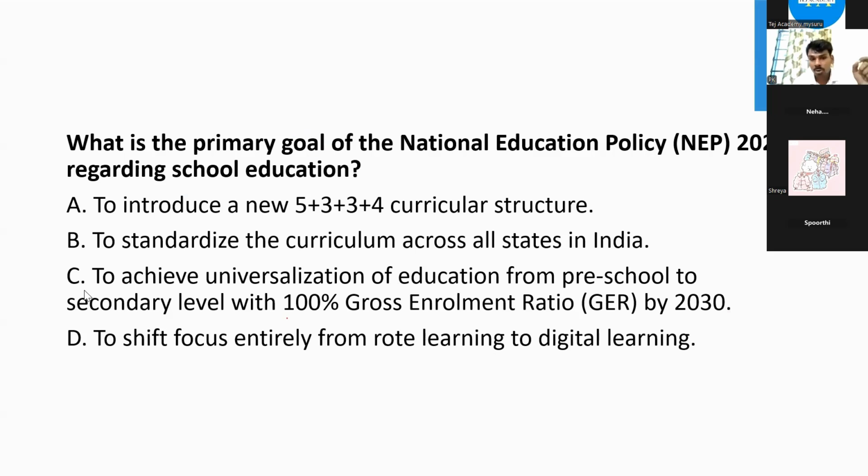But as most of you have marked it correct, and those who have marked it wrong, please now correct yourself. The correct answer is option C: to achieve universalization of education from pre-primary to secondary level with 100% gross enrollment ratio by 2030 is the primary goal of NEP 2020. Clear for all of you? Shall we move on to the next question?